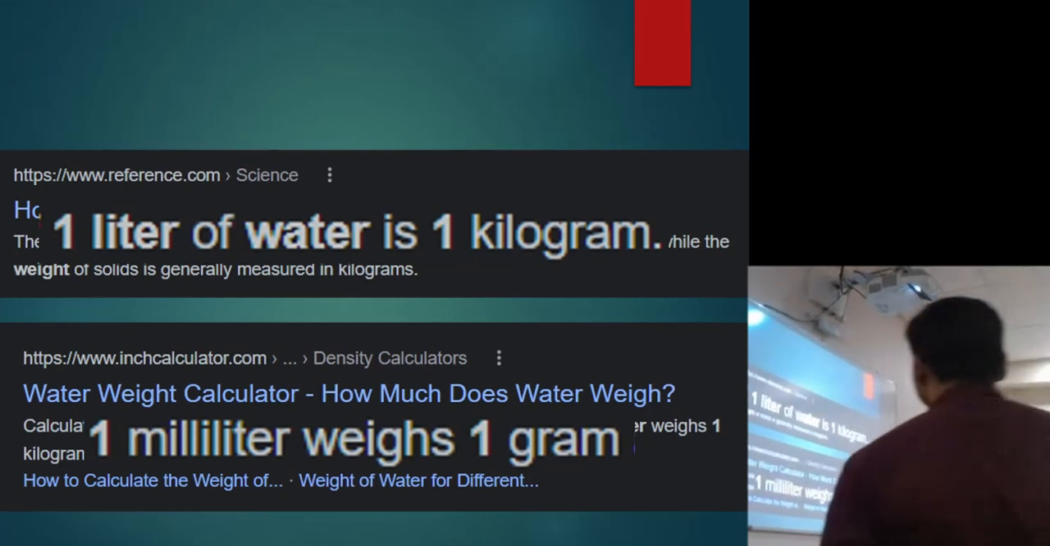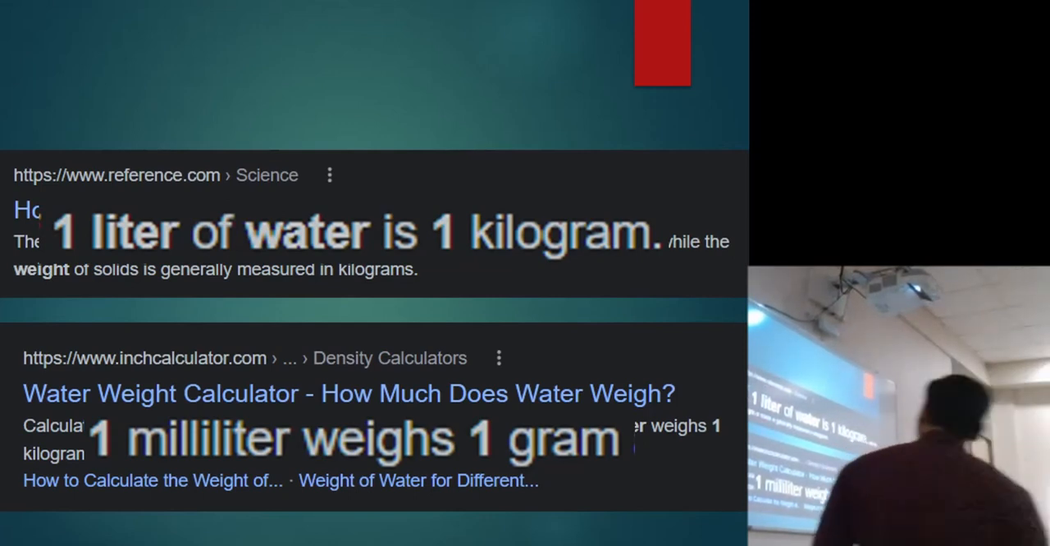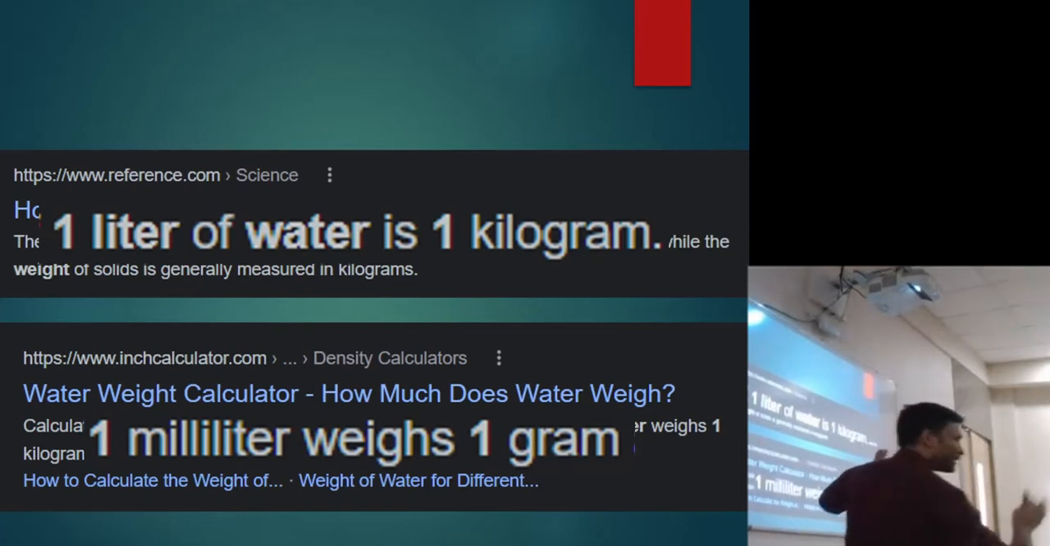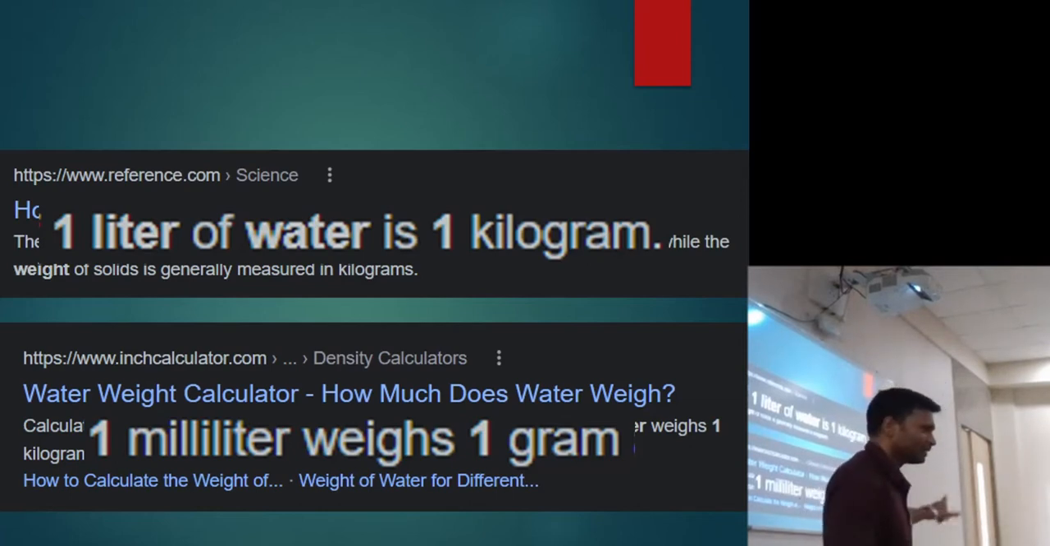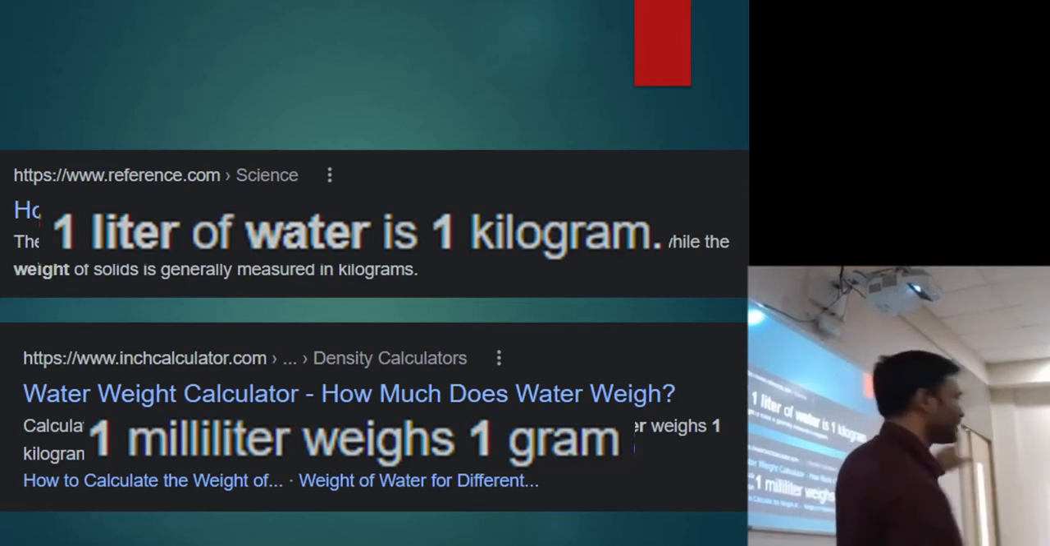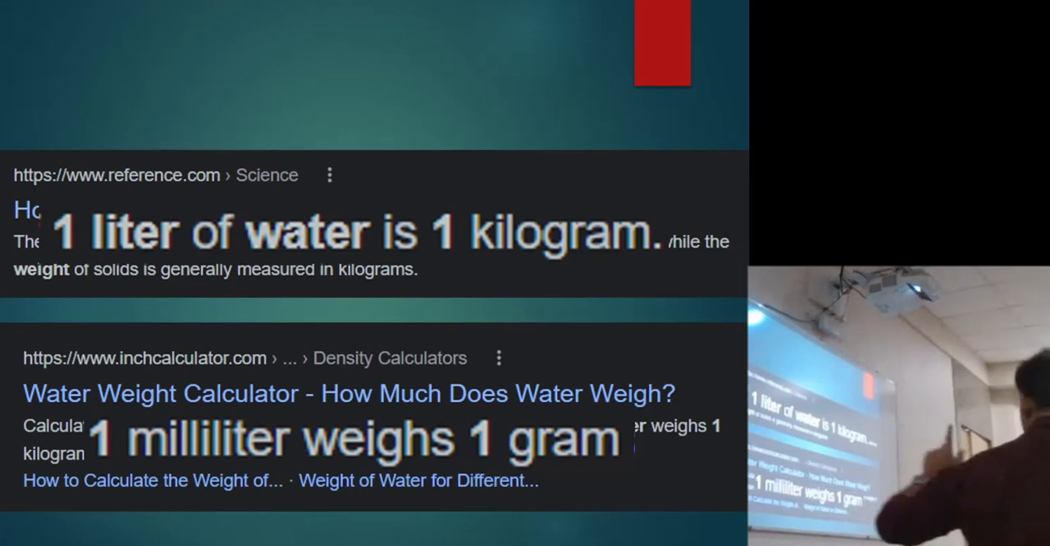So why did I show you this? This is just to show you that 1 liter and 1 kilogram, liter and kilogram are equivalent units, whereas ml and gram are equivalent units, not ml and mg. याद रखो. Liter and kilogram are equivalent units and milliliter and gram are equivalent units.